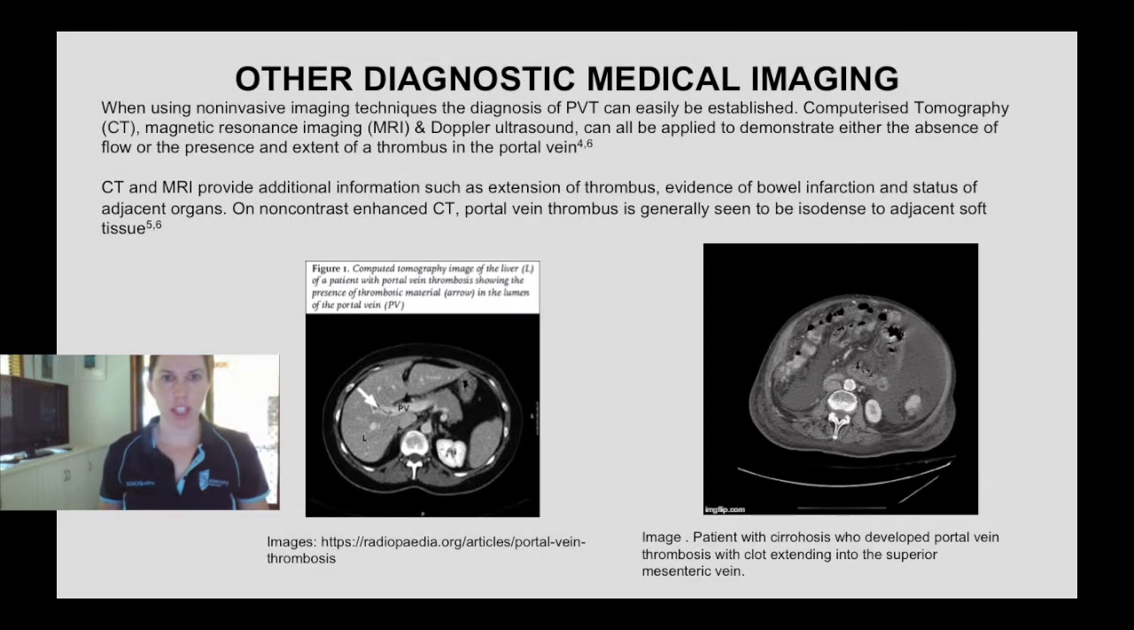When using non-invasive imaging techniques, the diagnosis of PVT can easily be established. Computerized tomography, CT, magnetic resonance imaging, MRI, and Doppler ultrasound can all be applied to demonstrate either the absence of flow or the presence and extent of a thrombus in the portal vein. CT and MRI provide additional information such as extensions of thrombus, evidence of bowel infarction, and status of adjacent organs. On non-contrast enhanced CT, portal vein thrombus is generally seen to be isodense to adjacent soft tissue.